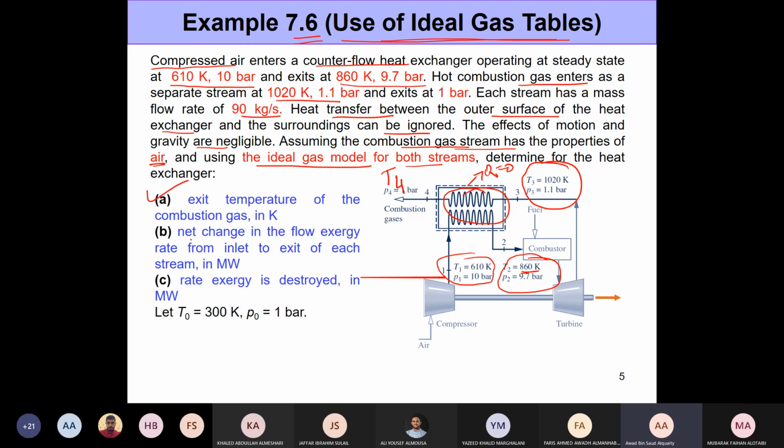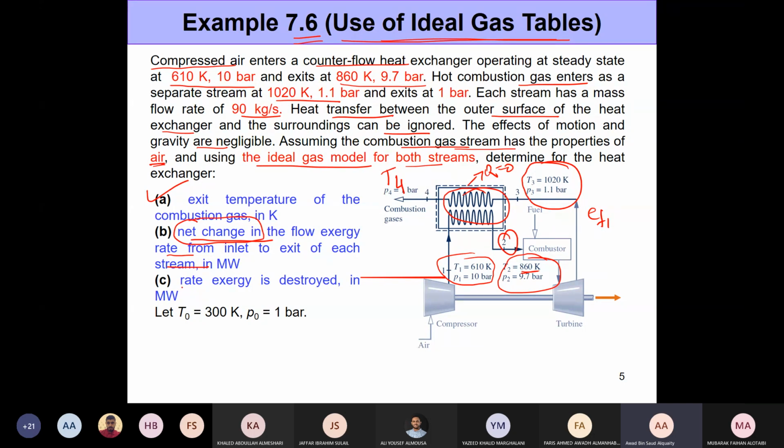Second, we want to determine the net change in the flow exergy rate from inlet to exit of each stream. When you talk about flow exergy rate, we're talking about EF. So we want to determine EF1 minus EF2 or EF2 minus EF1, the difference of EF between inlet and outlet. Here you can talk about EF2 minus EF1 because this is coming out at a high temperature, and for the other stream, you could look at EF3 minus EF4. You can do either way you like. All that we're looking for is the difference, the net change, how much change happened.